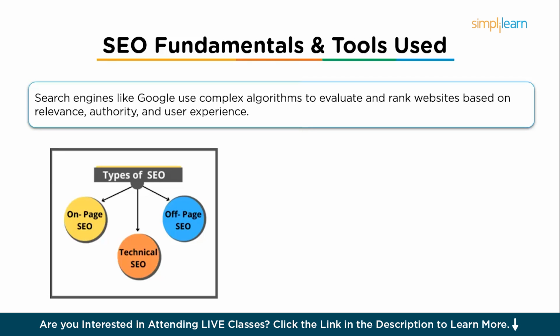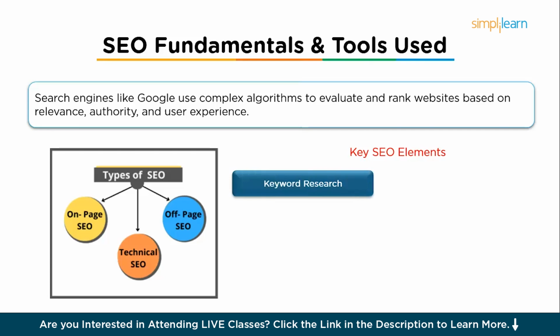Optimizing content and HTML elements on your website pages: titles, headers, keywords, and other things. What is technical SEO? Ensuring the website is crawlable, fast, mobile friendly, and secure. Then comes off-page SEO, building backlinks from other reputable websites to boost the authority of your website. So let's see some of the key SEO elements.